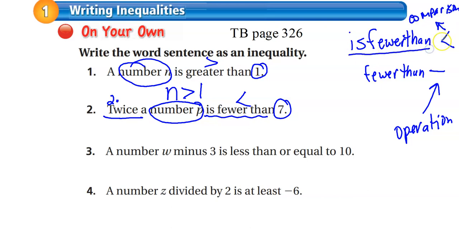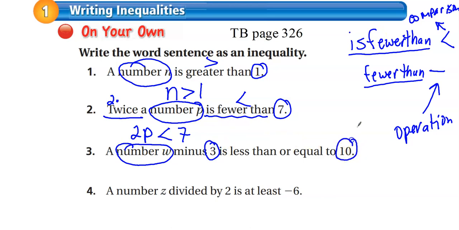Is fewer than is the comparison, and if I have just something that says fewer than, that means I'm subtracting. Okay, so twice the number P. That means it's 2 times P is fewer than, that's my is less than 7, right? So it's not 2P minus 7 because of the is. It's a comparison. A number W, I'll circle the number W, I'll circle the 3, and then the 10.